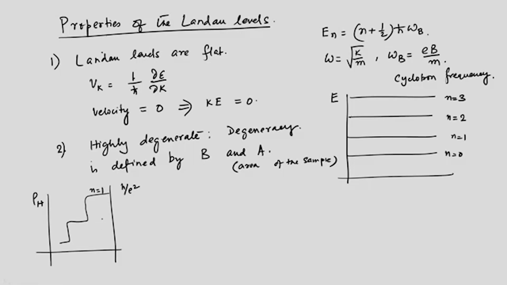All right, and so these plateaus are actually connected to this degeneracy in the following fashion. So your rho xy or rho h, which is the same as rho xy, which is a transverse resistivity, is h over nu e square, where nu equal to 1, 2, 3, and so on. Okay, so now this nu is related to the degeneracy in the following way, that nu is equal to n0 divided by g by A. Okay, where n0 is the electronic density.